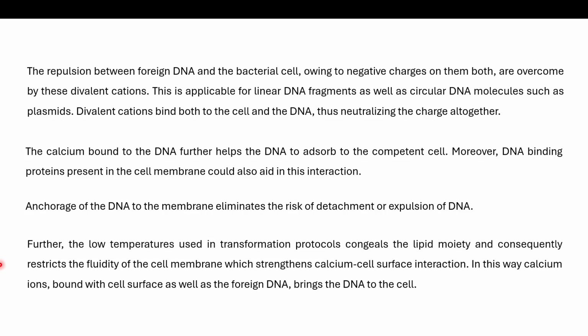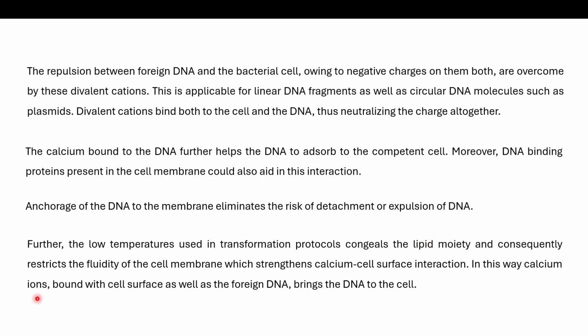Okay. Now, further, the lower temperatures used in transformation protocols, the temperatures being talked about here, are mostly in daily laboratory work. What we usually do is keep it on ice. We perform the addition of DNA, etc., on ice only, which is basically 4 degrees. So the low temperatures used in transformation protocols congeal the lipid moiety and consequently restrict the fluidity of the cell membrane, which strengthens the calcium cell surface interaction.